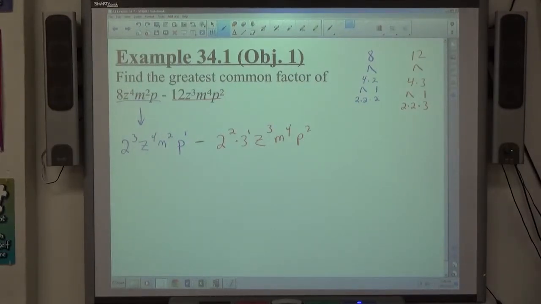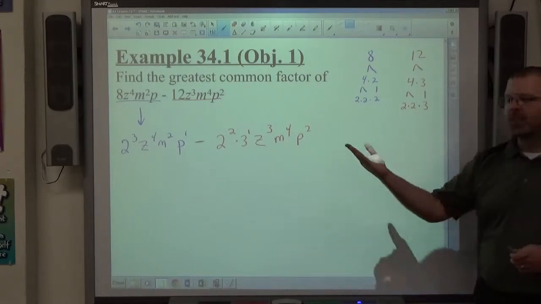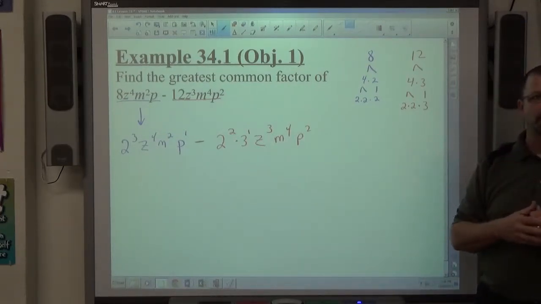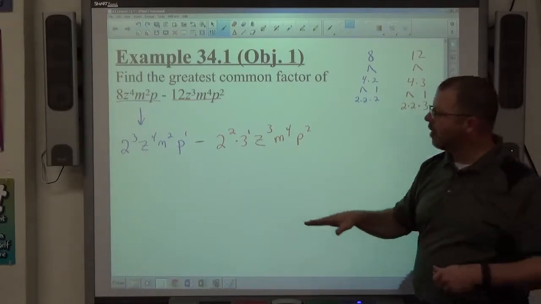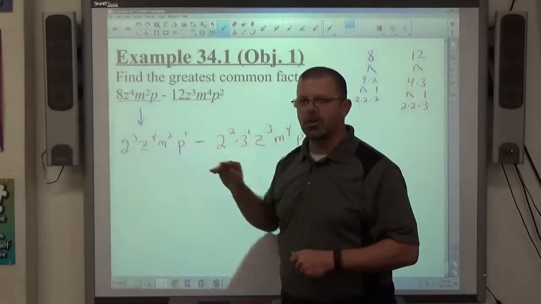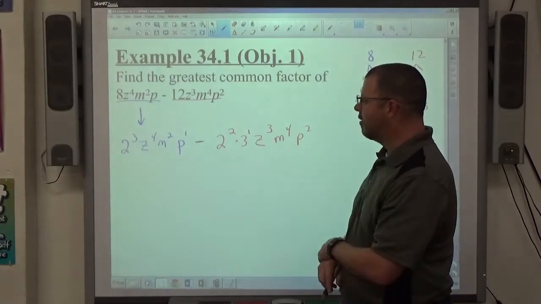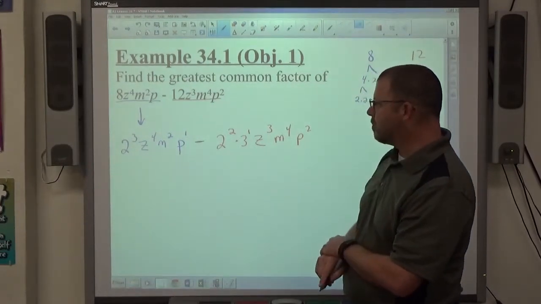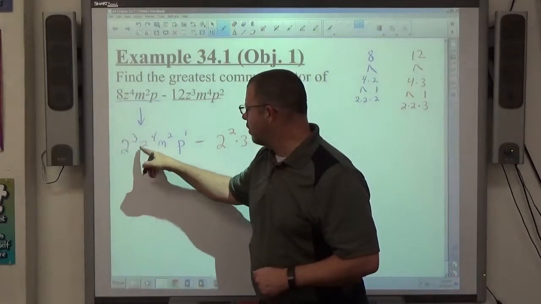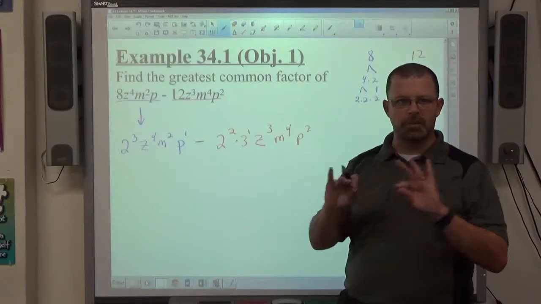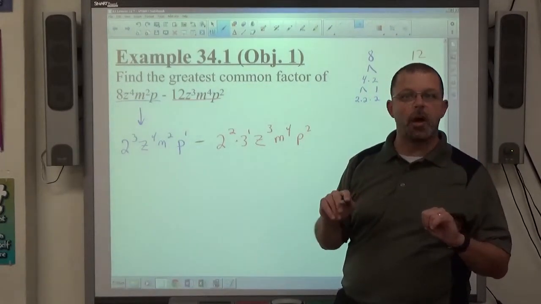Break apart the numbers into their prime power factorization. The letters are already factored. There's no way to break down z into something times something. Z is z, raised to a power. So the letters are already factored for us, the numbers aren't. That's what we have to do first. Step 2, we're trying to find common factors. Factors are the bases. So the bases are 2, z, m, p, and 2, 3, z, m, p. Those are the factors. Those are what I mean by find all the common factors.